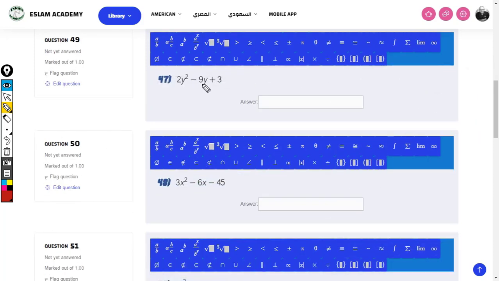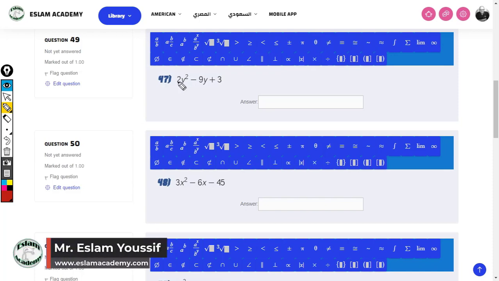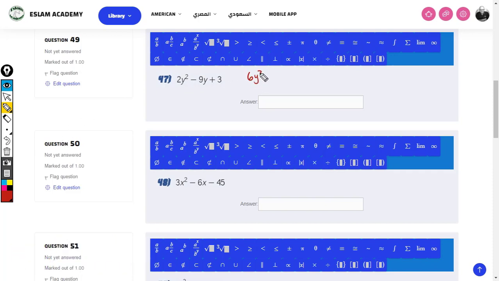2y² - 9y + 3. You will find that there is no common factor. This expression is not a perfect square trinomial. So we multiply 2 by 3 because the coefficient of y² does not equal 1. 2 multiplied by 3 equals 6y². Now we need two numbers. If you multiply them, the answer will be 6. By adding the two numbers, the answer will be 9. You will find that there are no such two numbers. It means this expression is a prime expression.